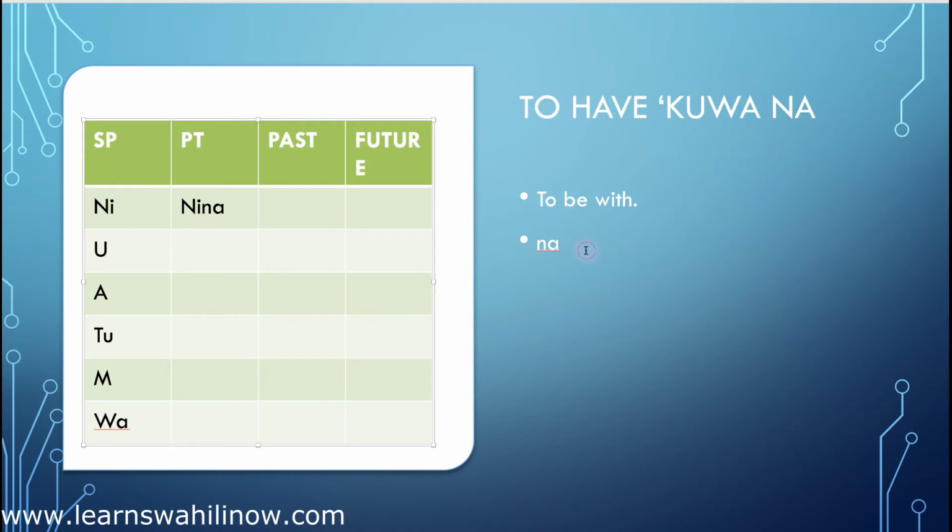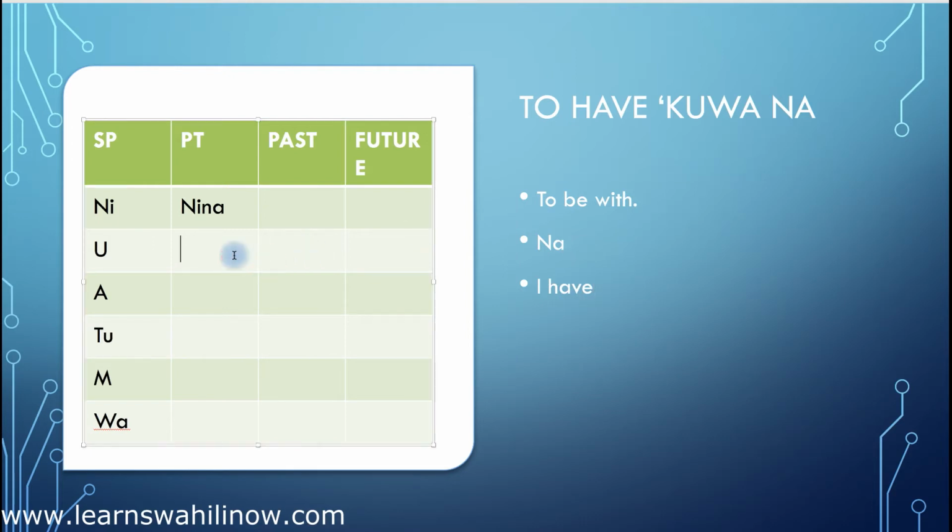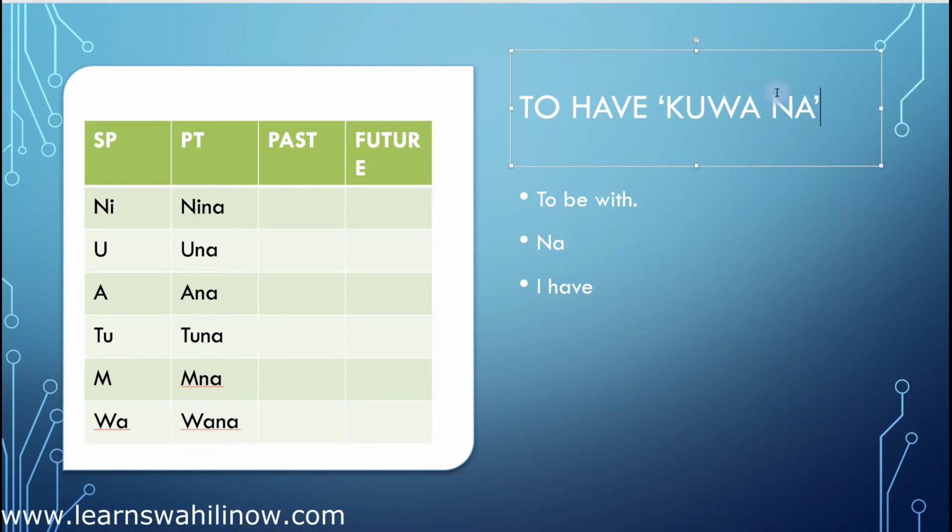to say I have, una, ana, tuna, mna, and wana. Very simple, right? Because you already have the clue in the verb itself, to have, kuwa na. So simply attach the na to the subject prefix only in the present tense.